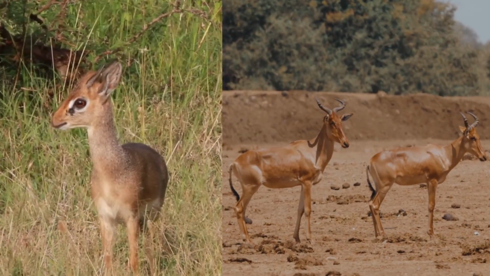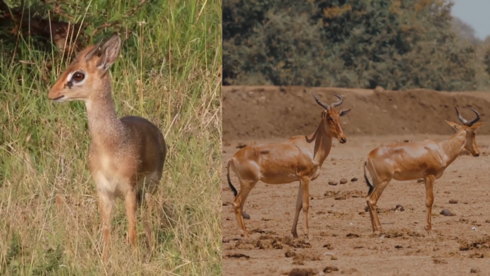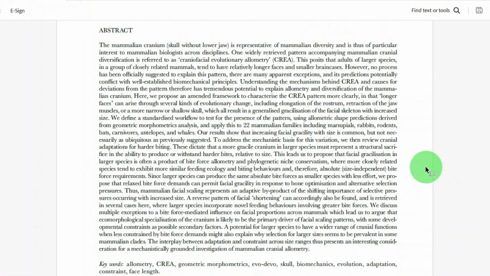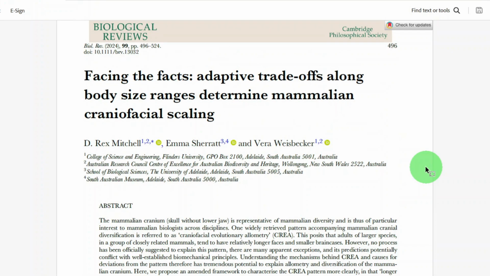Everywhere we look, there seems to be a common pattern. Bigger animals have longer faces than smaller animals, especially when they're closely related species. So why exactly is this happening? Well, as luck would have it, a big literature review was just recently published that looks into exactly this question. A review written by me.